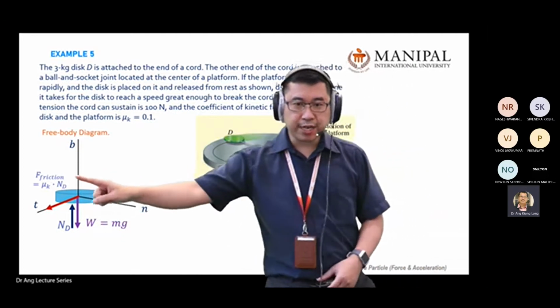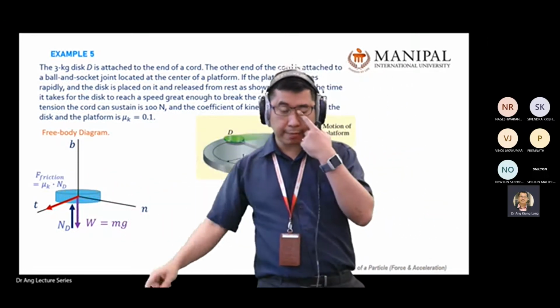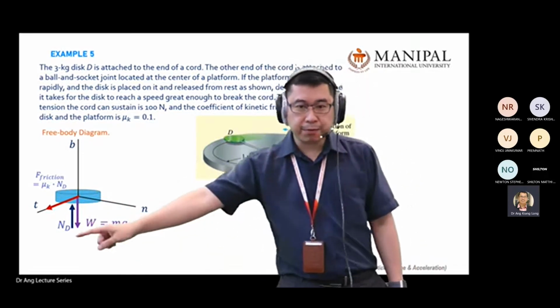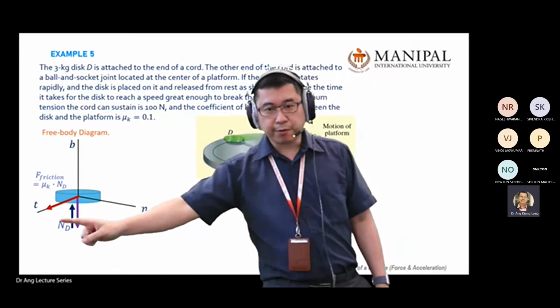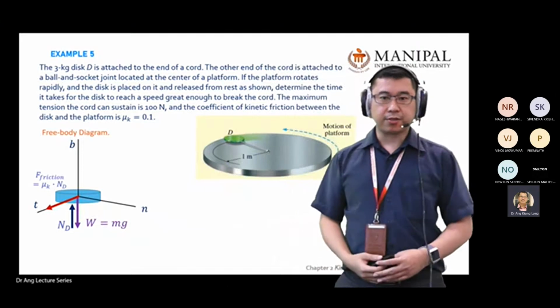So the friction equation is mu_k, friction coefficient, times the normal force N. In this case, I put the N sub D because this is object D. But in the exam, you will put just a capital N. I will still give you the correct answer.